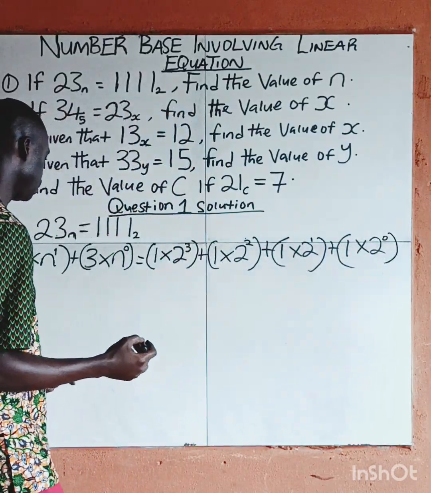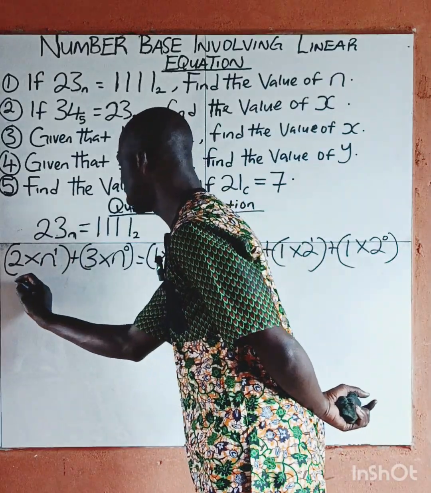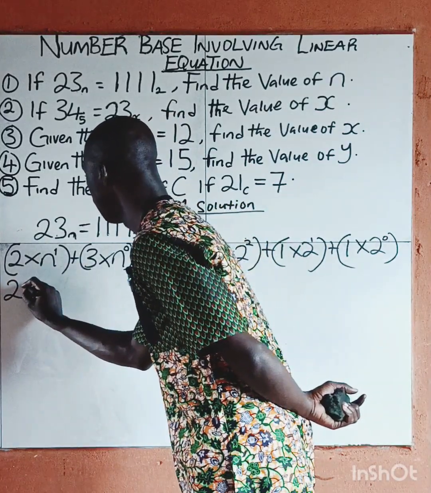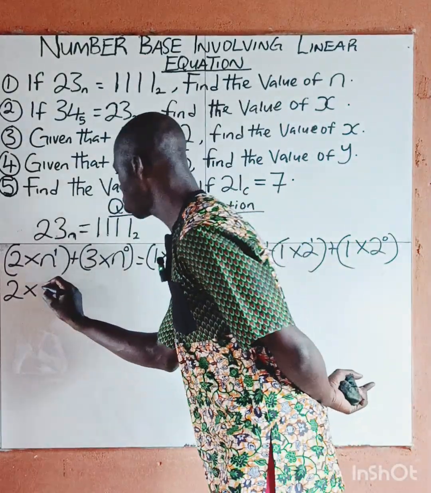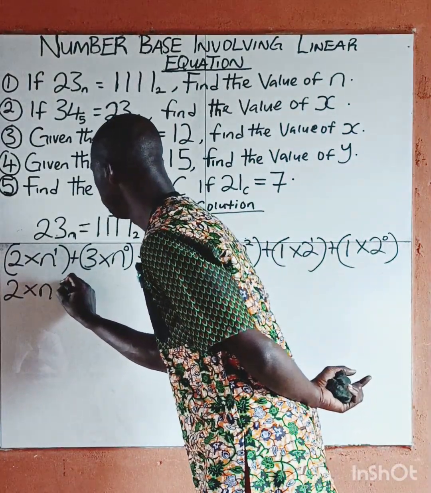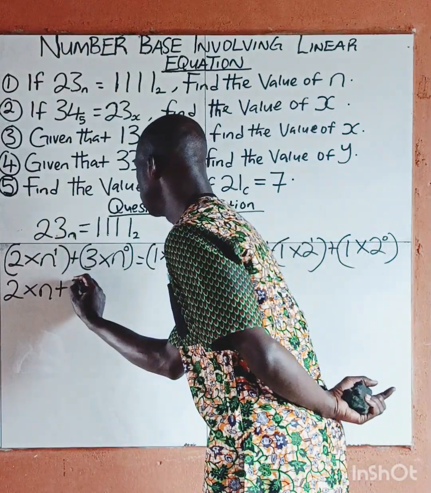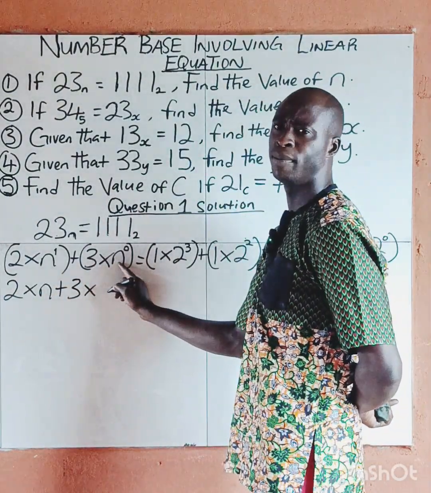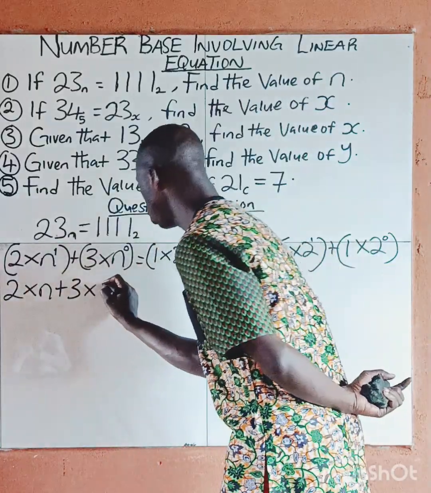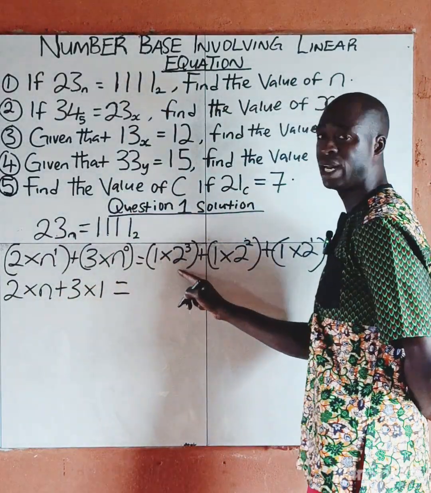At the end of the day, you will come by here and say, we open the bracket. Here becomes 2 multiplied by, now n raised to the power of 1 will also give me n. Plus, we are coming to this bracket now. Here becomes 3 multiplied by, anything raised to the power of 0 in mathematics is 1. So I'll come here and write 1. Equal to, we are coming to this side now.